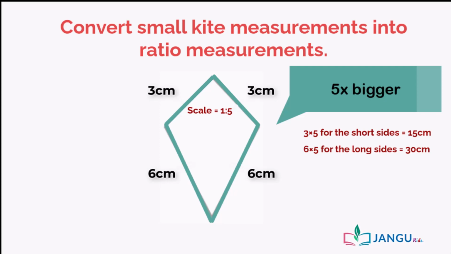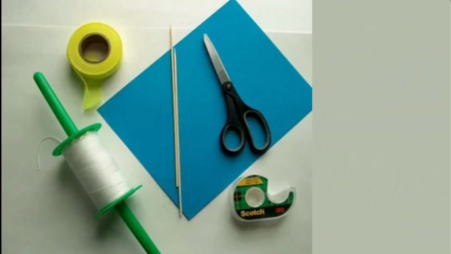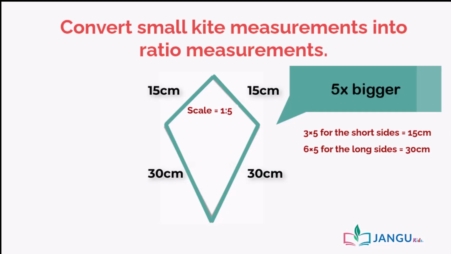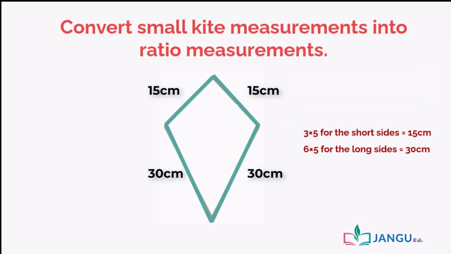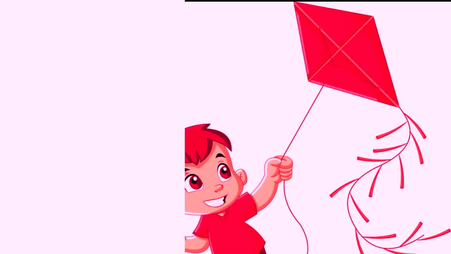You can now pick your ruler and pencil and draw the kite in your cardboard by measuring the scale length of 15 centimeters on both short sides and 30 centimeters on both long sides. Cut out your big new kite, attach a rope, and fly it all around the school. Don't forget to write your scale of 1:5 under the kite.